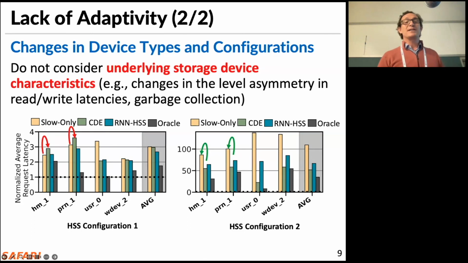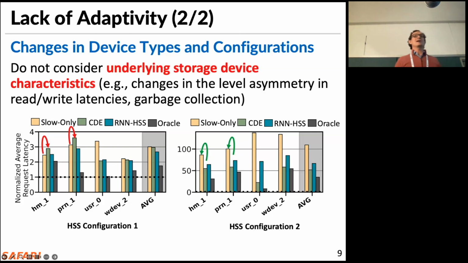You have two different hybrid storage system configurations. Here you have the normalized average request latency. Lower is better, of course. You can see that the CDE policy, which is one of the heuristic-based policies in the past, performs okay in this configuration, but it actually performs much worse than the baseline. Baseline is actually a very bad baseline, slow only. Place everything in the slow device. Fast device is non-existent. So you can see that this policy is worse than putting everything in the slow device in this configuration where latencies differ.